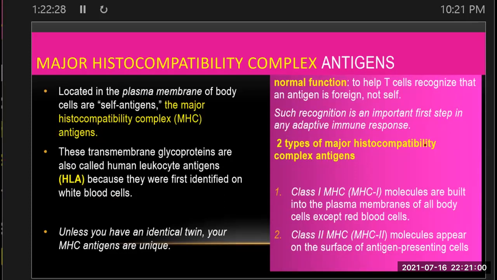So going back, we have major histocompatibility complex antigens. These are located in the plasma membrane of body cells. Plasma membrane, not nuclear, not cytoplasmic, but in the plasma membrane, okay? These transmembrane glycoproteins are also called the human leukocyte antigens because they were first identified on WBCs or white blood cells. And unless you have an identical twin, your MHC antigens are unique. So if someone is saying that you're not unique, you really are, unless you have an identical twin, in the context of your MHC antigen expression.